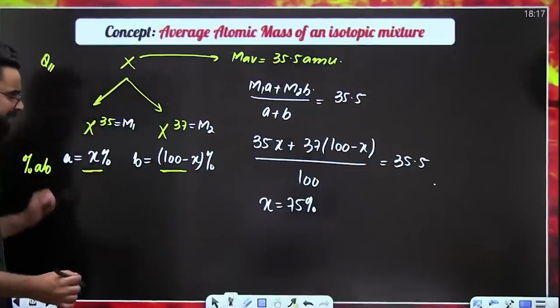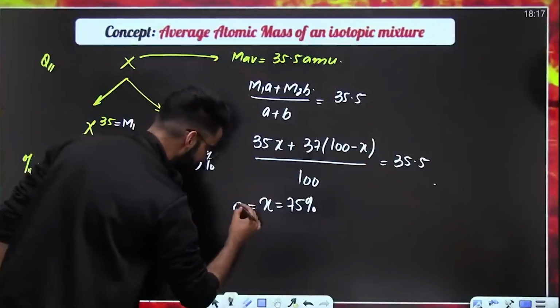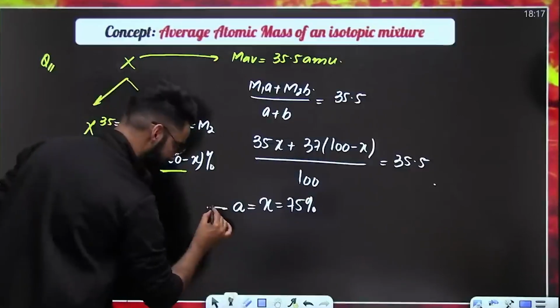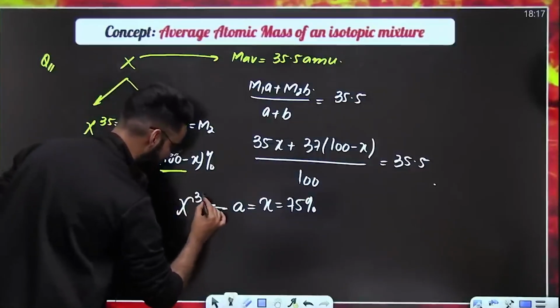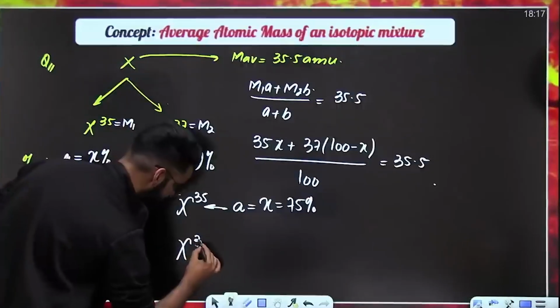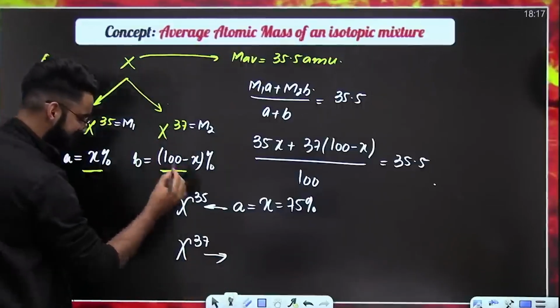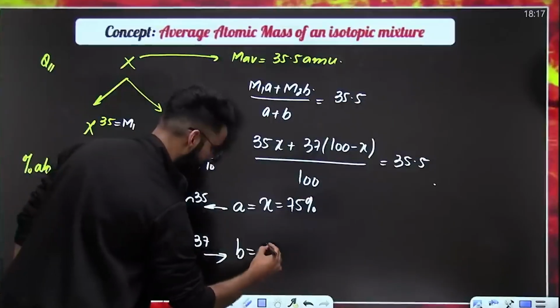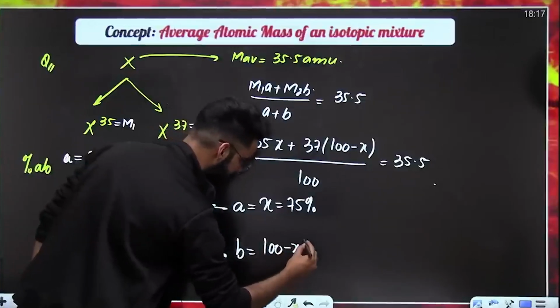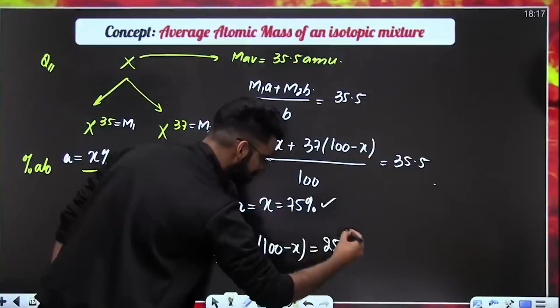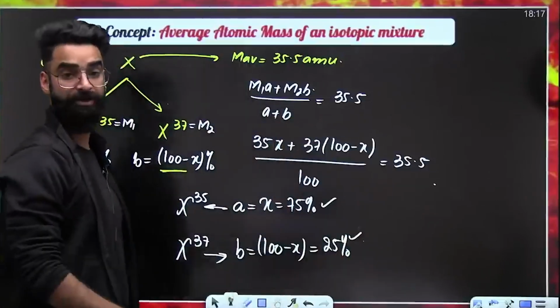And what was this X? X was basically the value of A, which is the percentage abundance of X35. So, if I ask you what is the percentage abundance of X37, that's B. And B was 100 minus X. So 100 minus 75 comes out to be 25%. I hope it's super clear to everyone.